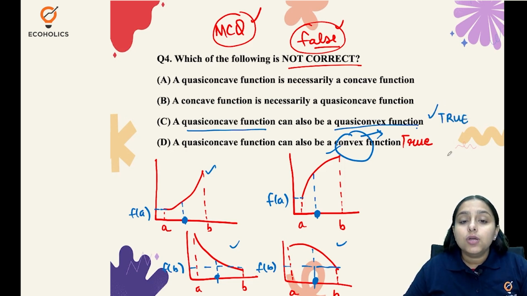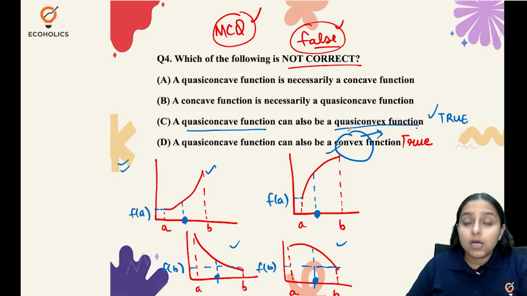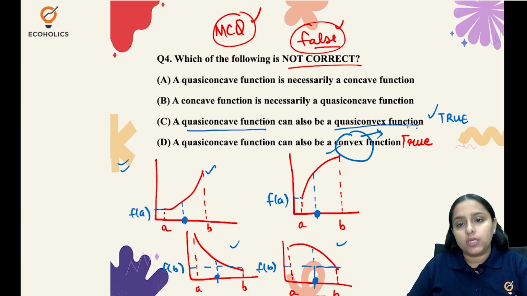Why is this true? Because when we take one-variable functions that are monotonic, which means either they are increasing or they are decreasing, like the functions we have here, these are monotonic functions. If they are increasing, they are increasing. If they are decreasing, they are decreasing. In that case, a function of one variable which is monotonic is both quasi-concave as well as quasi-convex. So this is true. A concave function is necessarily a quasi-concave function.